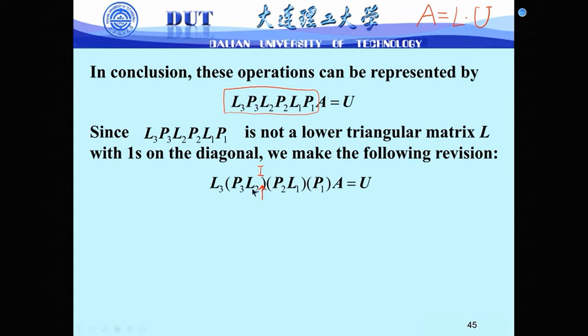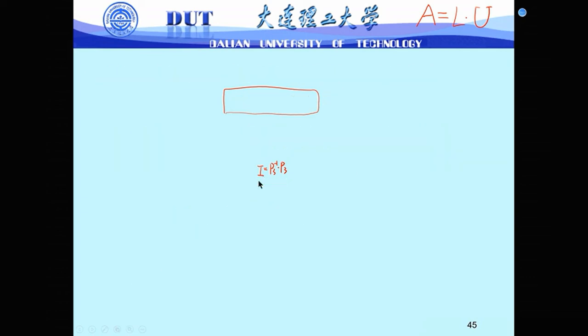I write the identity matrix as P3 inverse multiply P3. We know P3 inverse multiply P3 is the identity matrix. Of course, P3 is invertible. Are you clear? Can you tell me, or consider, what is the inverse matrix of P3? Can you answer by yourself? In the classroom, I would ask some students to answer me. Okay, here I show you.